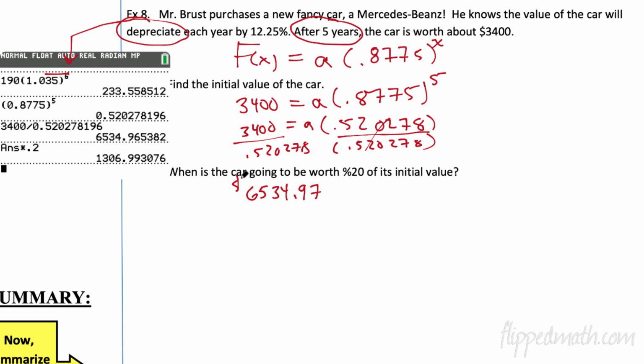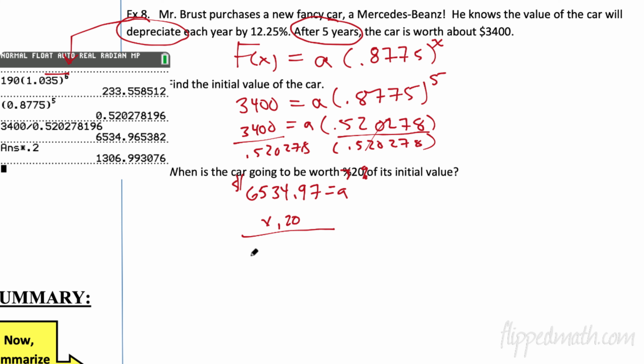6534.97. That is the initial value of the car. That's what A equals. Now, the question: when is the car going to be worth 20% of its initial value? Well, if I take this number and multiply it by 0.20, that's going to tell me 20%, right? And why is the percent in front? Nobody knows this. All right, but 20% of the initial value is times 0.2. We can just multiply, that's a shortcut, times 0.2, right?